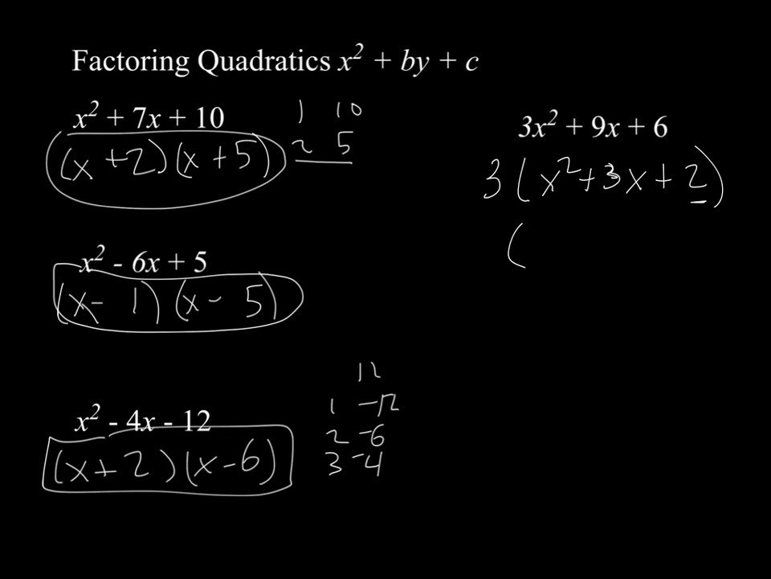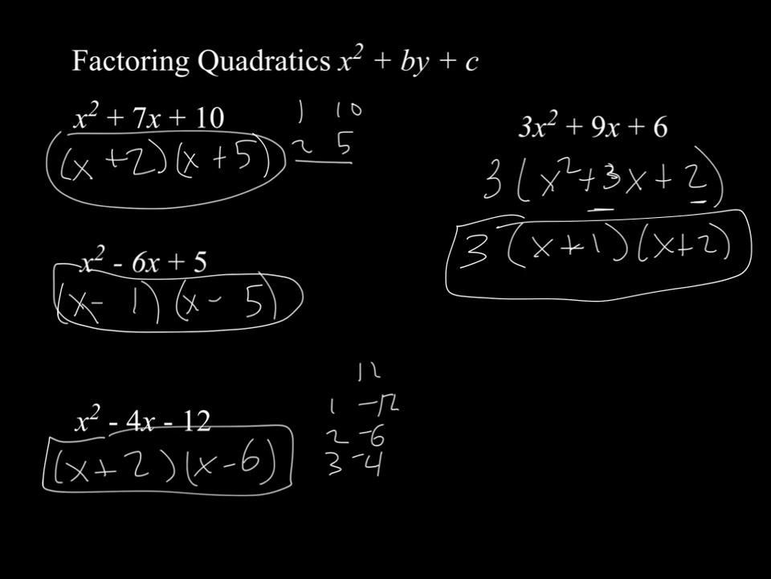What two numbers multiply to give me 2 but add to give me 3? It'd be an x plus 1 and an x plus 2. 1 times 2 is 2, and 1 plus 2 is 3. And don't forget the original GCF there. That goes on there too, and there is our final answer on that one.